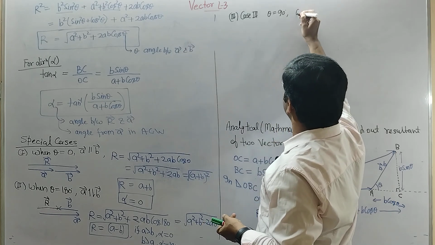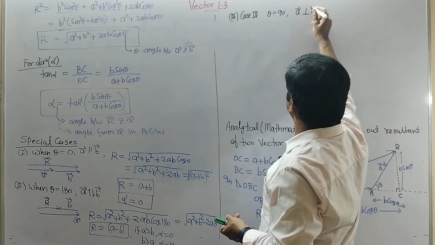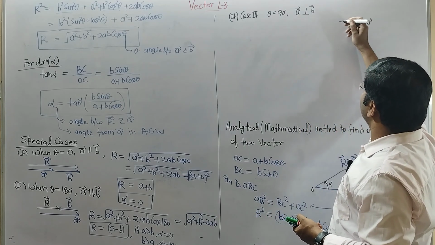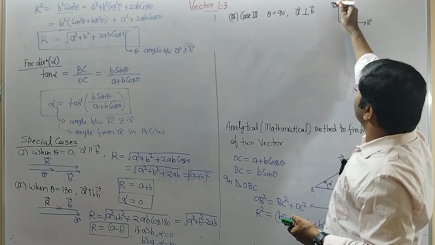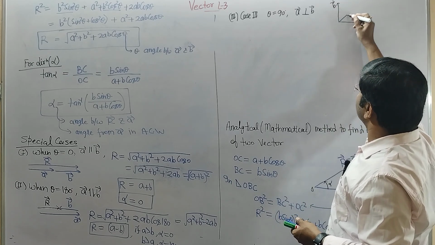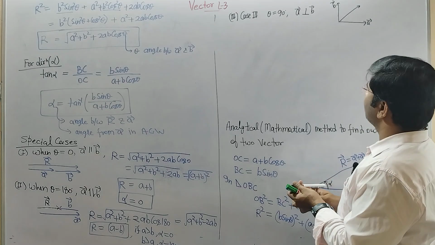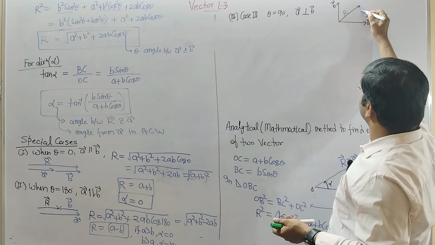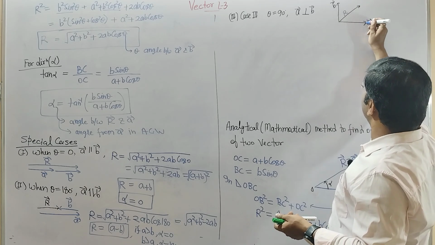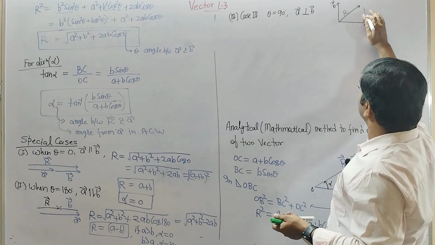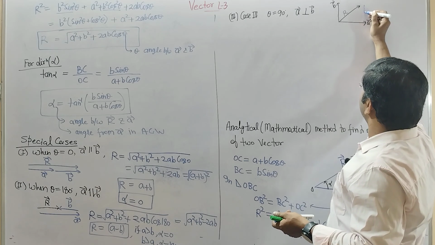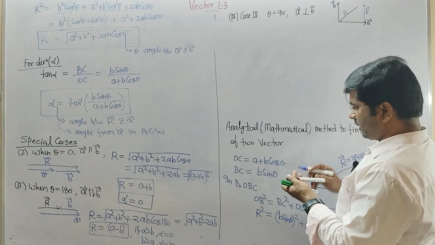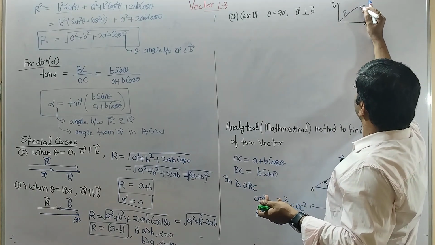Okay, that means vector a is perpendicular to vector b. So here if I draw it, this is vector a, this is vector b. The resultant will be something like this. This will be the resultant direction. This vector b I can shift here, and if I connect it, this will be the resultant vector.